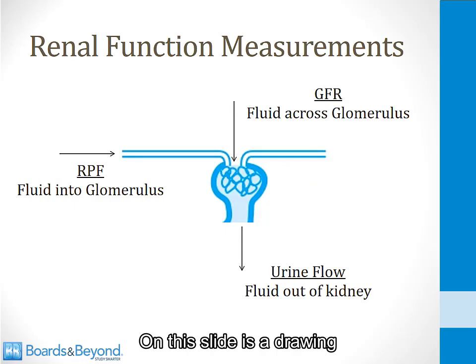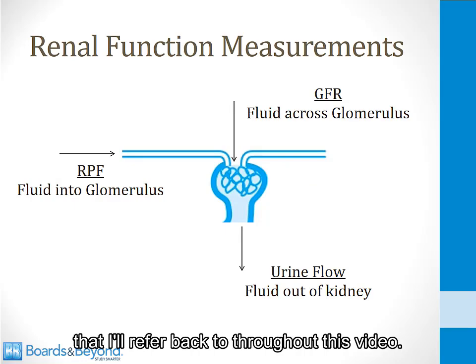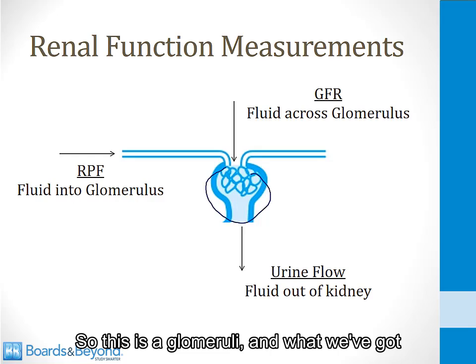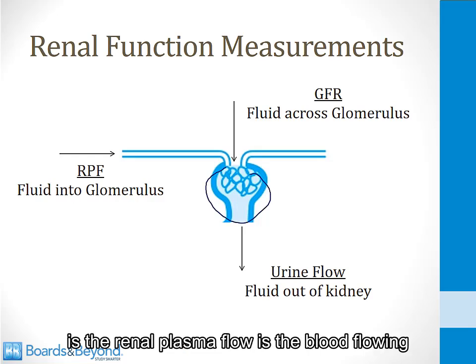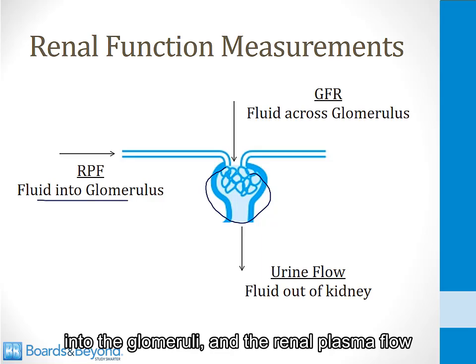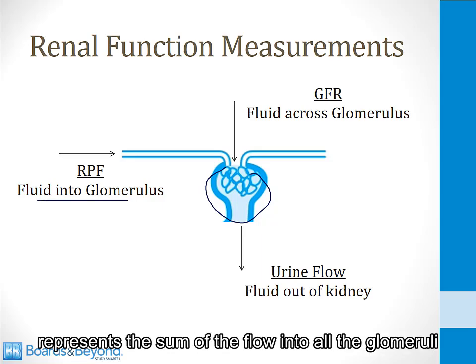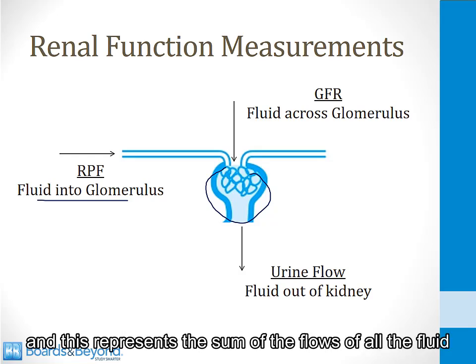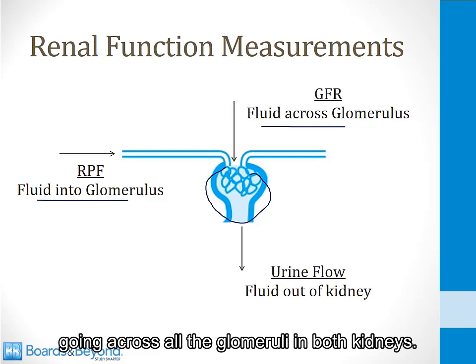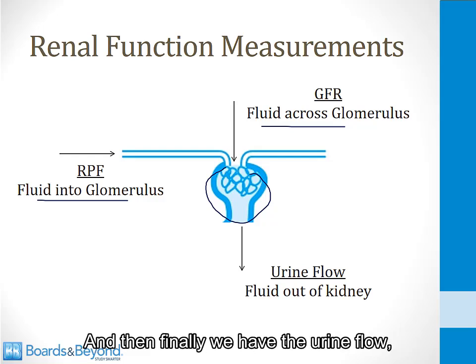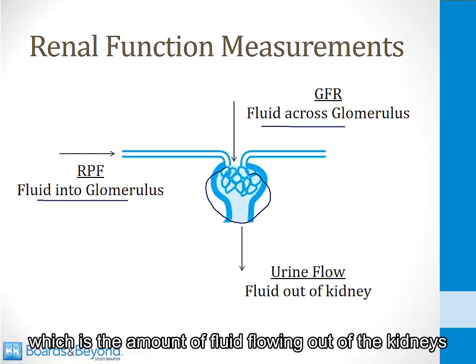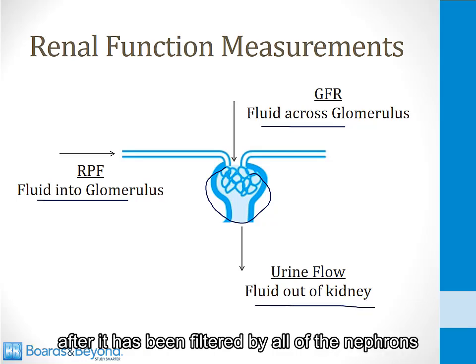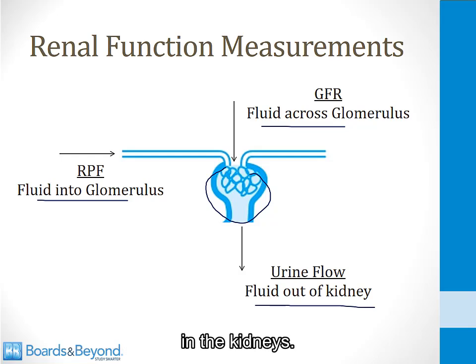On this slide is a drawing that I'll refer back to throughout this video. So this is a glomerulus, and what we've got is the renal plasma flow is the blood flowing into the glomeruli. And the renal plasma flow represents the sum of the flow into all the glomeruli in the kidneys. The GFR is the glomerular filtration rate, and this represents the sum of the flows of all the fluid going across all the glomeruli in both kidneys. And then finally, we have the urine flow, which is the amount of fluid flowing out of the kidneys after it has been filtered by all the nephrons in the kidneys.